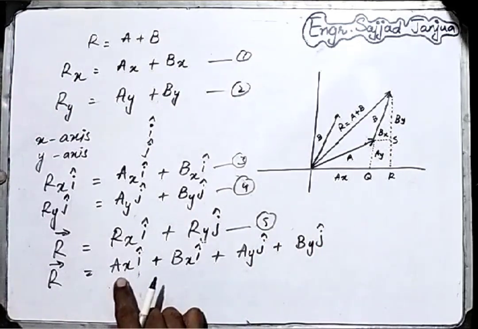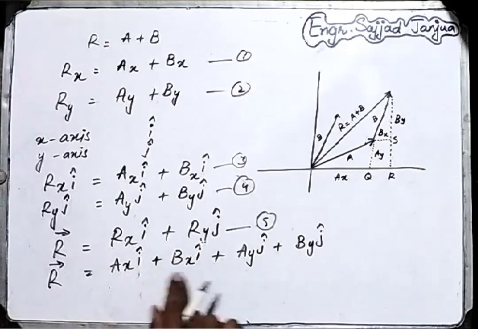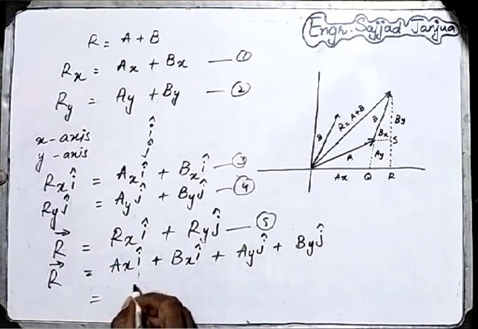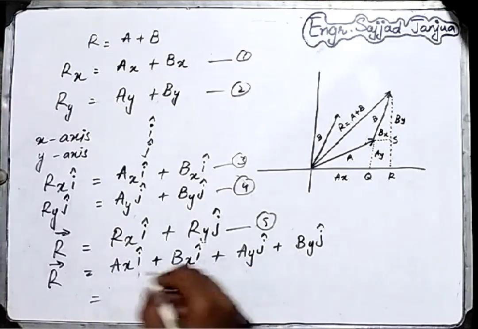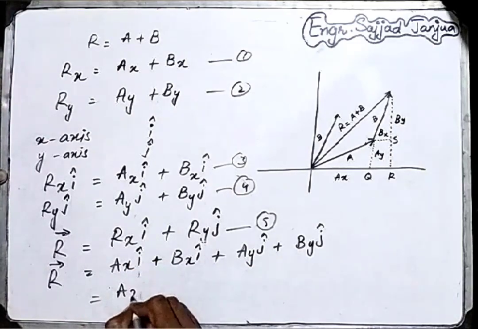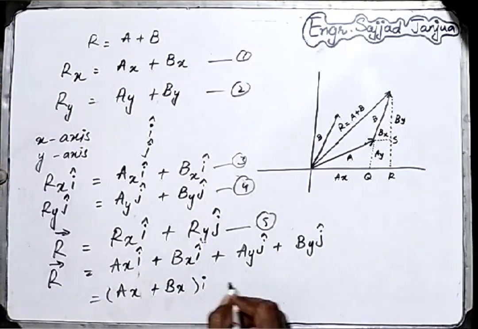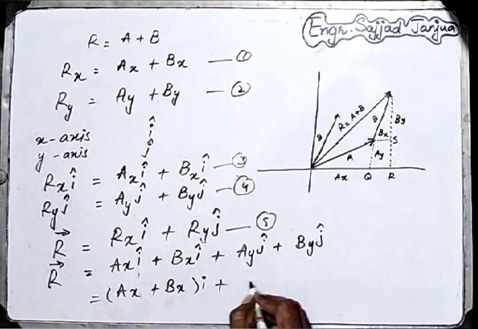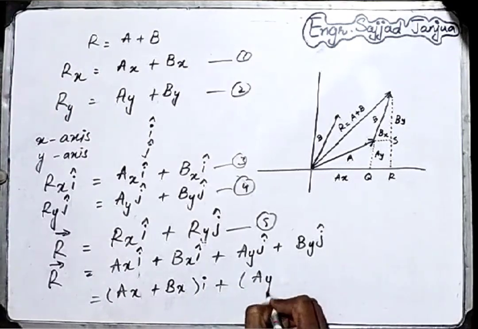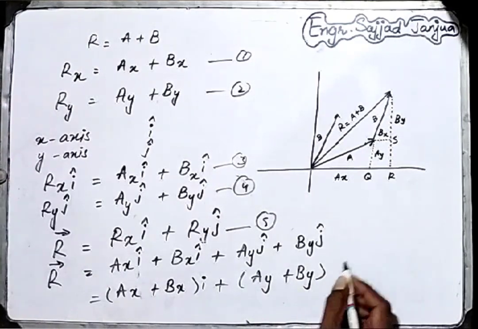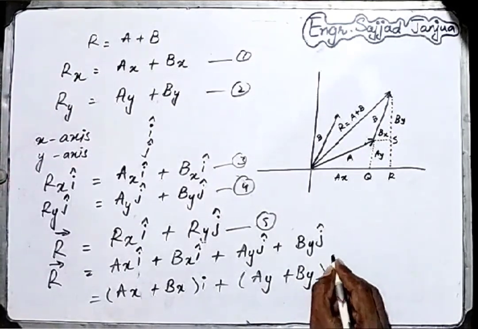Now we will take common from Ax and Bx and Ay and By. So this equation will become (Ax plus Bx) into i plus (Ay plus By) into j.